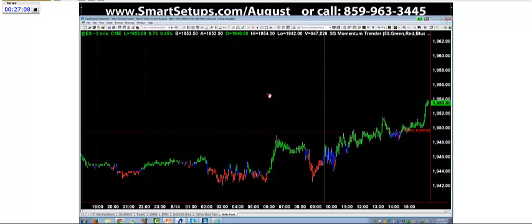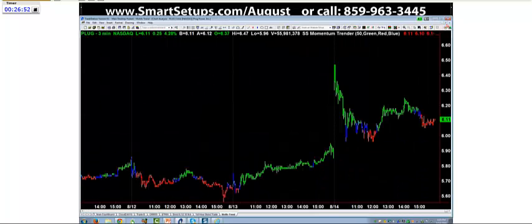You don't have to. Some people will wait for 1, some people will wait for 2, and a lot of people will use the MQ regression to help them on their entries. So if they got green, green, they go long. If they got red, red, they go short. That's also a play that you can do.